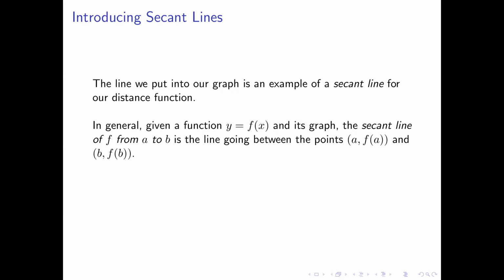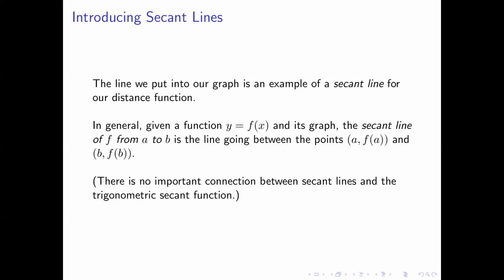And again, we can generalize this to talk about any function. If we have a function defined by an equation y equals f of x, and we have the graph of the function, we can draw the secant line of the function from a to b. It'll be the line going between the points you see there, a, f of a and b, f of b. And those 2 points are guaranteed to be on the graph of the function.